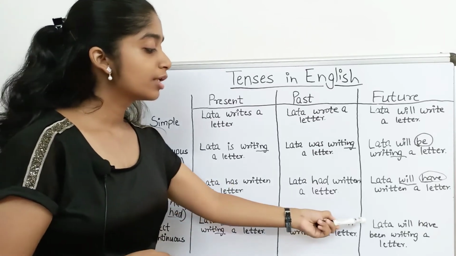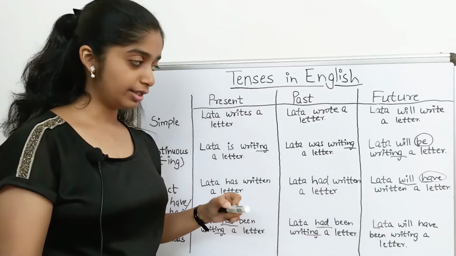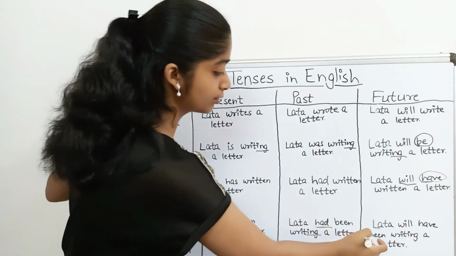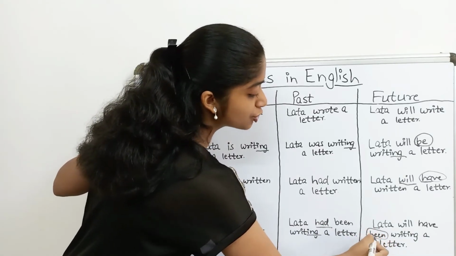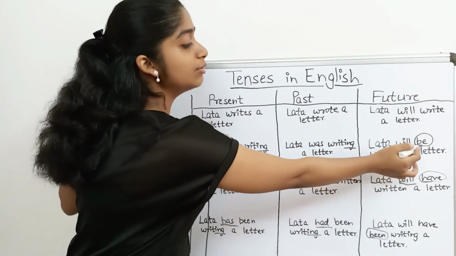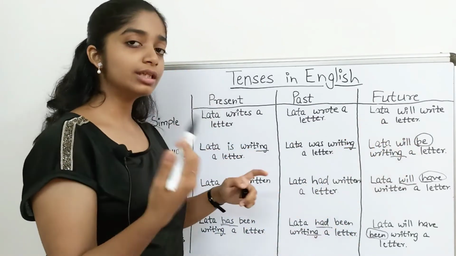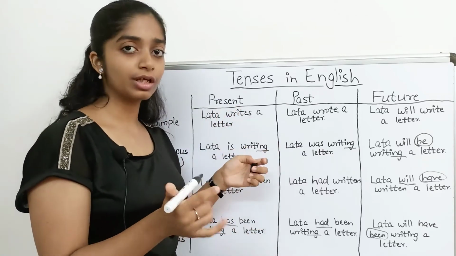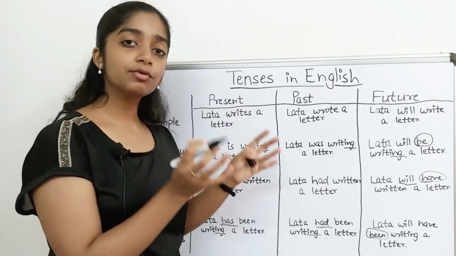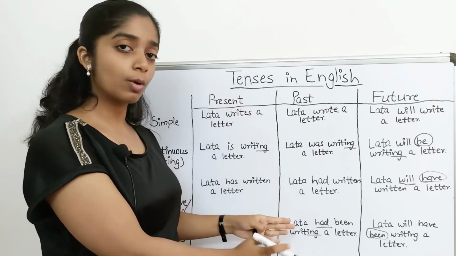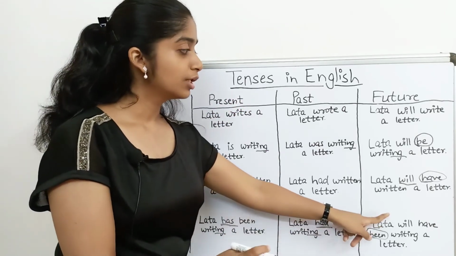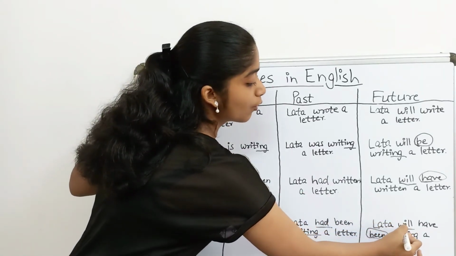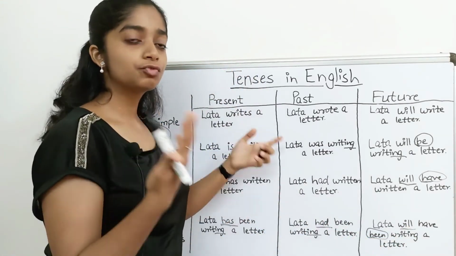Now, Lata will have been writing a letter. Along with have, we have used been here. This is an addition in the future tense. Been was an addition in the future tense. So only in the future tense there are a few exceptions, in which we have to add certain different words than what is actually required. So this is the future tense. How do we recognize? Because of the word will. Will or shall, these indicate future tense.